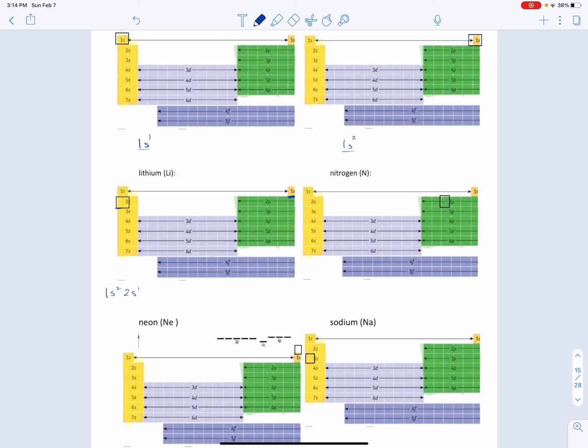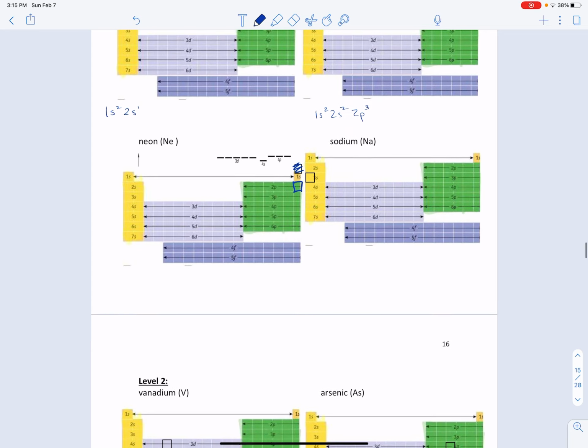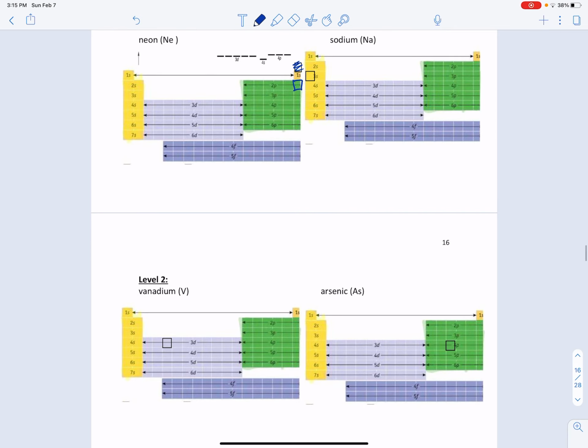Let's jump over to nitrogen. Notice these squares are showing where the elements are. 1s2, 2s2. So there's 1 and 2. And then we have 1, 2, 3. So 2p3. This one got misplaced. This is where neon is, right here. So go ahead and figure out these two sets right here.